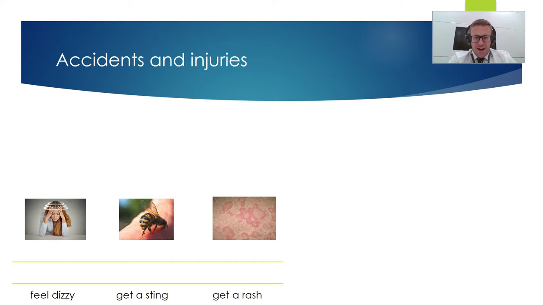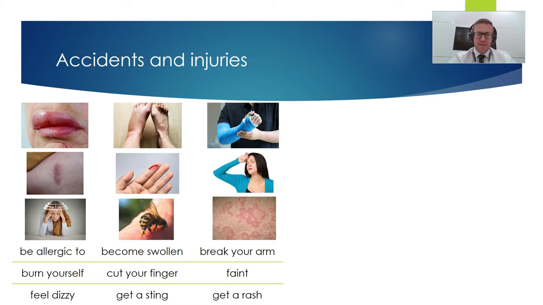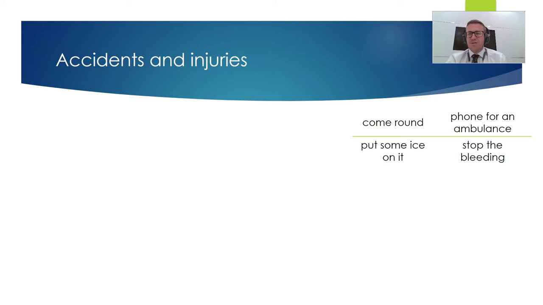Get a rash. This looks like an aerial photo, but it's actually skin when it gets red, and usually from something you've eaten or something like this. Could be from the heat. Okay, so these are all accidents and injuries. Then we have some things you might do to fix these accidents and injuries.